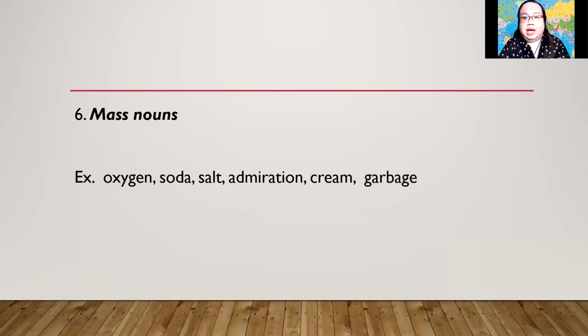Example, soda. A soda or your soda is actually a concrete noun. However, it's a mass noun because it's uncountable. Same with salt, cream, garbage. All of those examples are actually concrete nouns, and at the same time, they are also mass nouns. But for oxygen, admiration, or other attributes or qualities, they are abstract nouns.